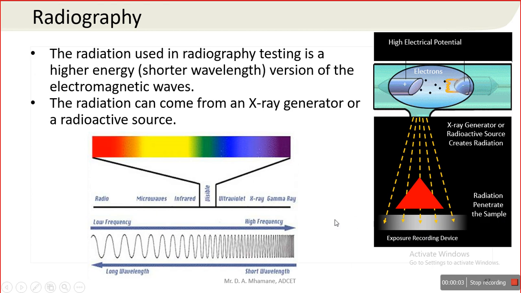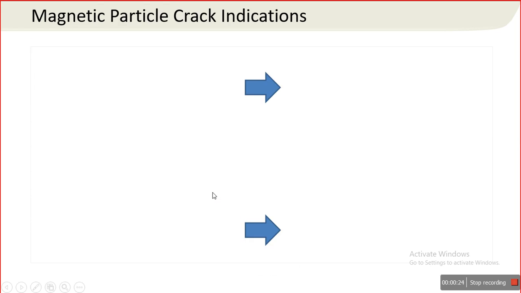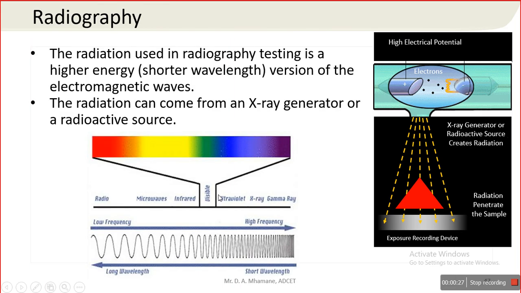Okay, so during our previous lecture, we discussed the overview of a few NDT methods. These are visual inspection, then liquid penetrant testing, and maybe magnetic particle testing. I think I have discussed a few things regarding radiography, but again we will revise the information regarding the radiography technique. So let us start our session.